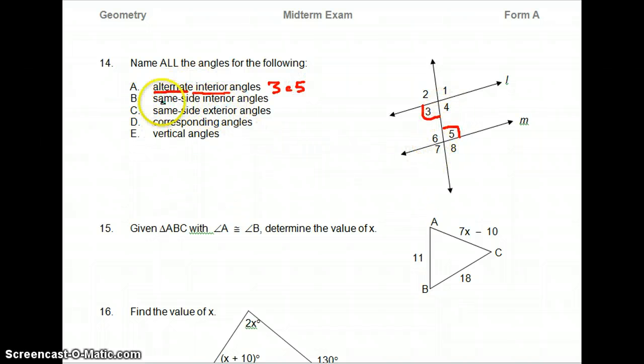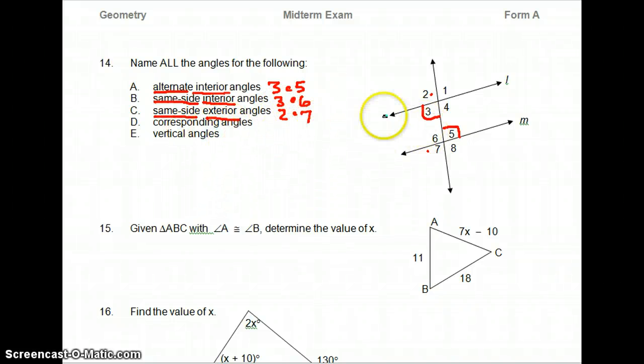Same side interior. Again, they're both interior. This time they're on the same side. We call them consecutive. Same side would be 3 and 6 or 4 and 5. So we're going to say 3 and 6. Same side again. This time they're exterior. So we have 2 and 7 or 1 and 8. So let's just say 2 and 7.